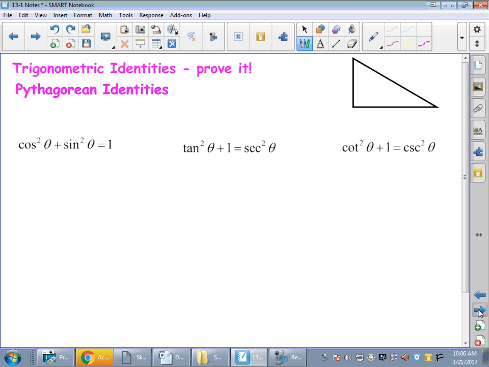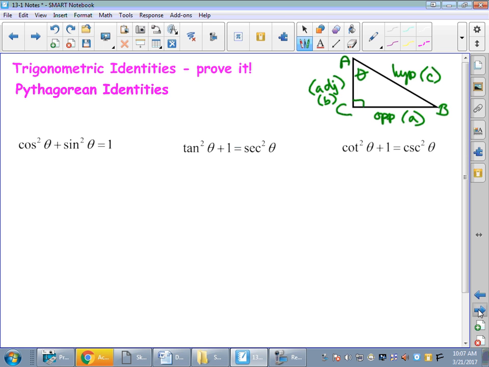For the Pythagorean identities, we could do the middle one again, or we could do the first one. It really doesn't matter. But if we go ahead and label our triangle like we have been, with A, B, and C, a classic right triangle, this is theta. This is my side opposite, which would be little a. Adjacent is little b, and this is the hypotenuse, little c.